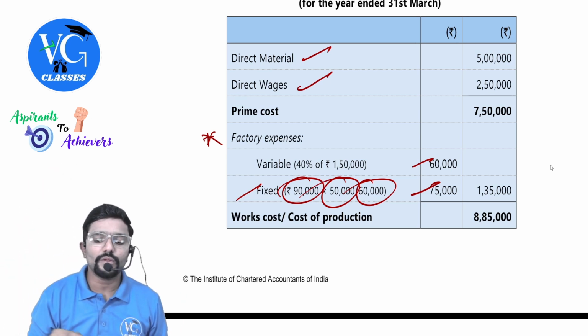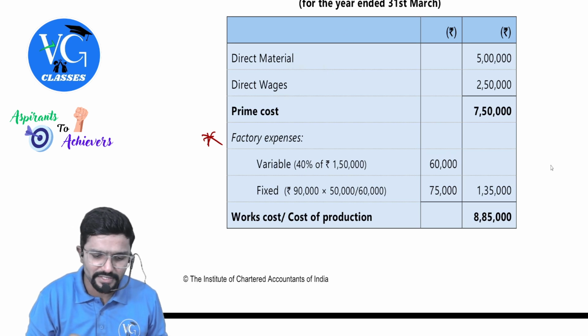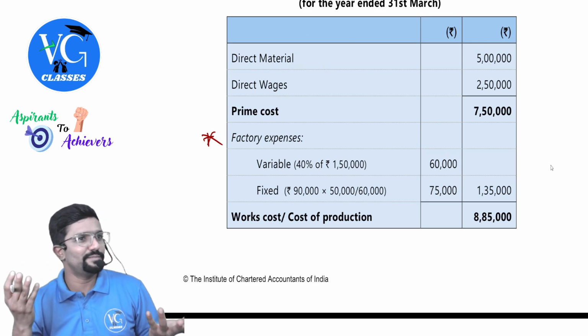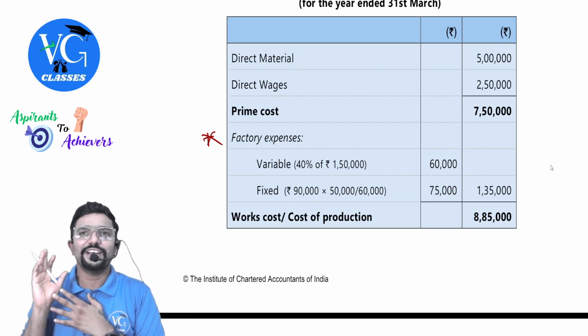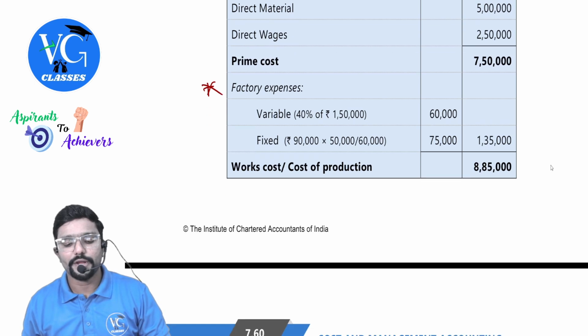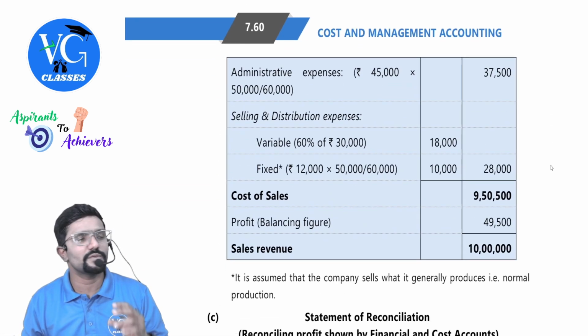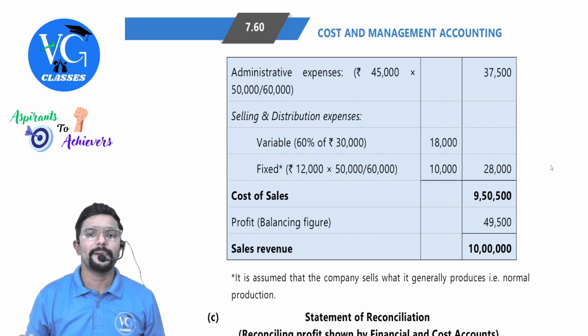Yes, sir. Sir, should I write under absorption 15? No, not required. Just do it, that is enough. Doing this only is a big thing. Sir, should I write under absorption, over absorption? For this kind of question, not required. Works cost or cost of production we got, because in between there is no other item. So works cost is equal to COP here.